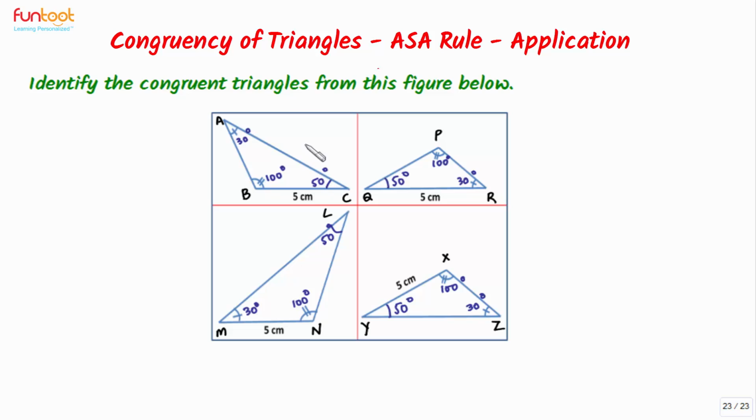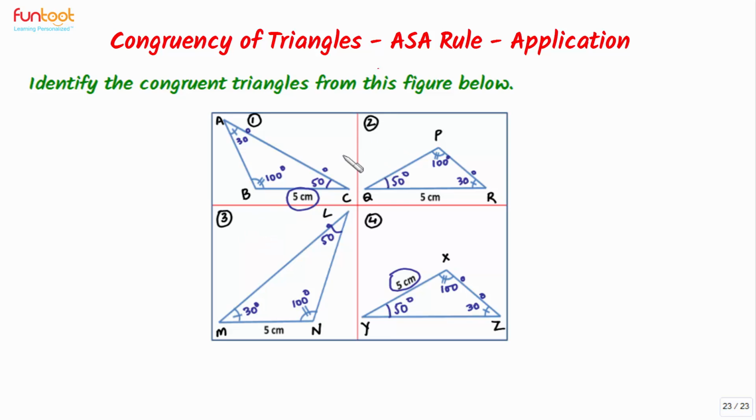Now, if we look at the first triangle and the fourth triangle, we can see ASA fits in for these two triangles. As 5 cm is the side here, and 5 cm is the side here, and this side is between angles 50 degrees and 100 degrees here, and here also this side is between angles 50 degrees and 100 degrees. So we can say that the first triangle here, this is triangle 1, is congruent to the fourth triangle here, this is triangle 4, this can be triangle 2, and this can be triangle 3. So triangle 1 is congruent to triangle 4 by ASA.